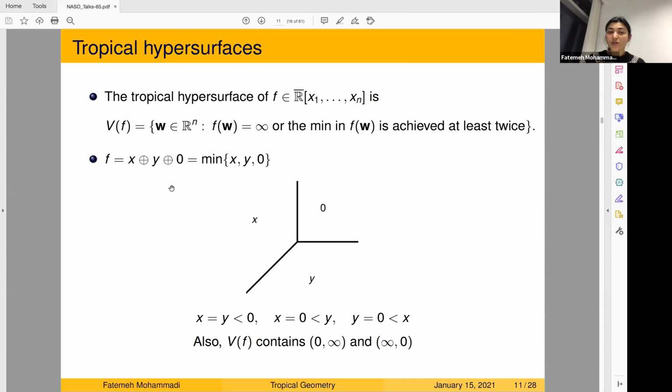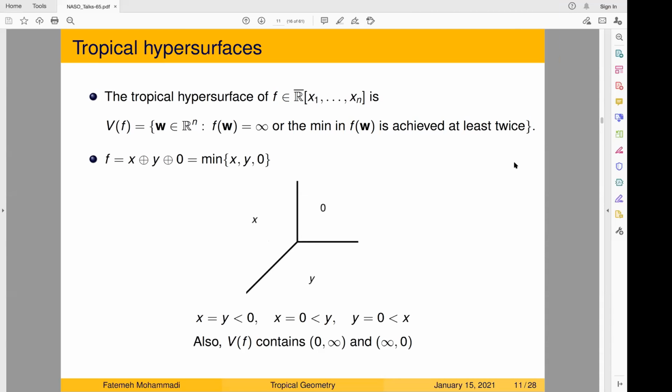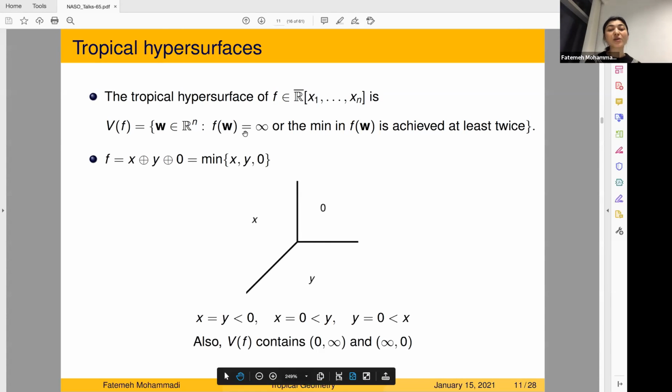Okay, good. Is there any question here? I just had a question about the last line. Oh, okay, yes, that's a good question. I looked at the tropical hypersurface, and I said either the minimum should be attained twice, or the evaluation should be infinity. Then I put infinity plus 0 plus 0. I just made myself confused. For now, ignore this last line.